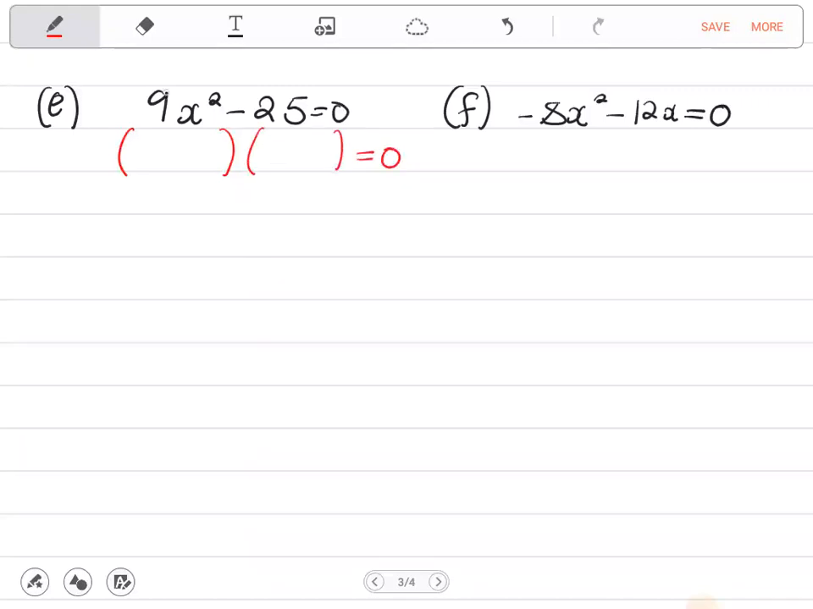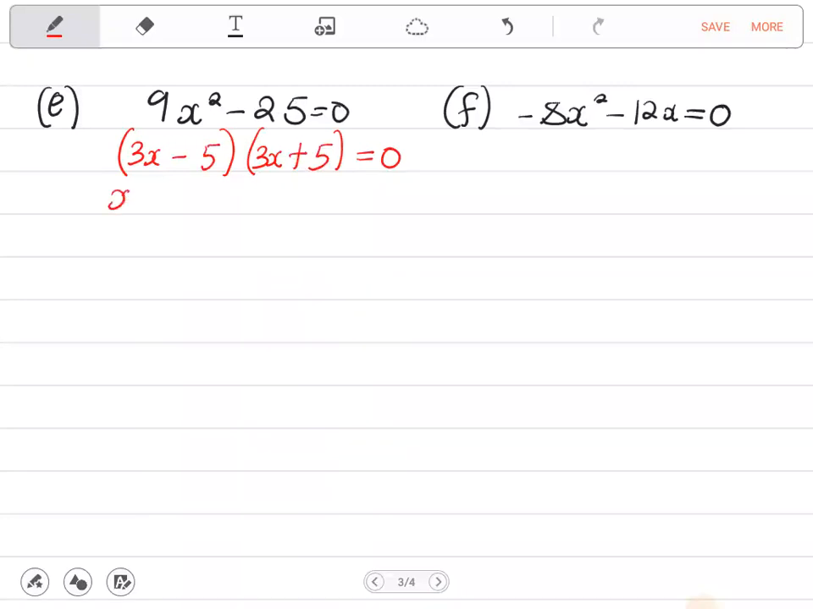So what's the square root of 9? Is 3. So I put 3 there. Following me there. What's the square root of x squared? It's just x. So I put x like that. We come to 25. What's the square root of 25? It's just 5. So I put both there. Then you say minus, then you say plus. Then you are going to equate each part to 0. Is it making sense?